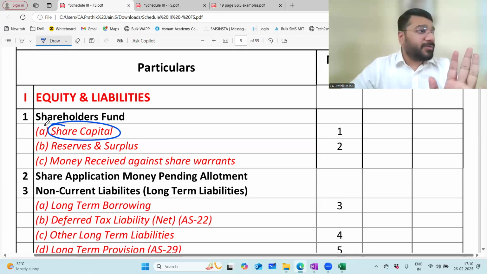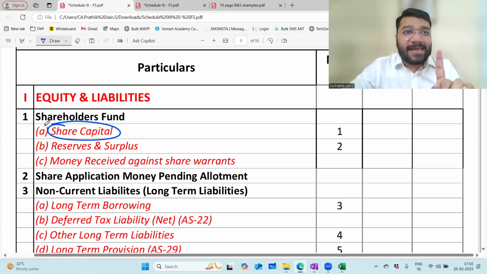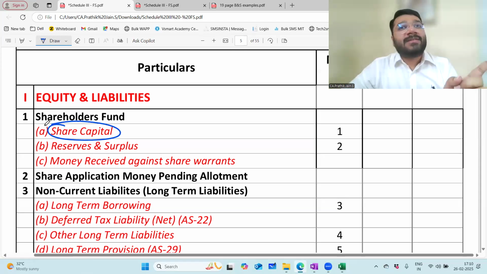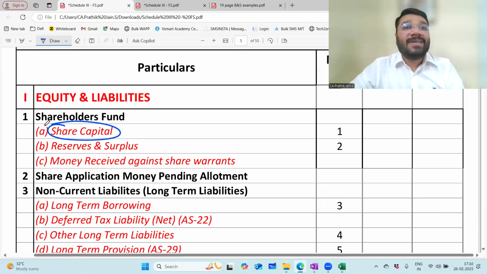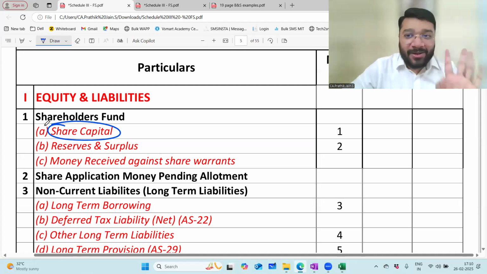12th only we studied company accounts. After that, one more time you got the opportunity in CA Foundation. Can I take 12th, CA Foundation one more time in CA Inter? If I take, what will happen? Inter portions we cannot complete on time.